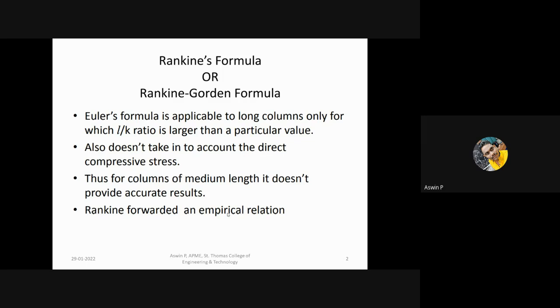For which L by K ratio is larger than a particular value.